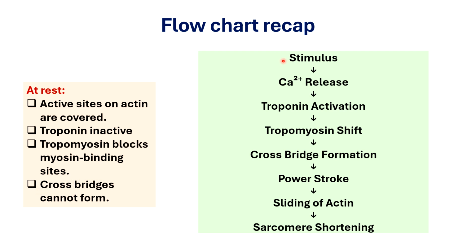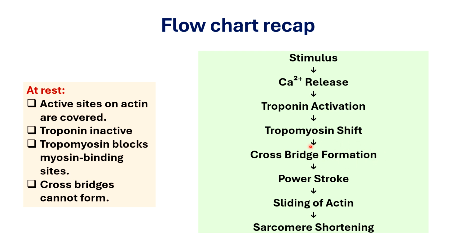Then what happens? Brain decides to work, so a stimulus comes. This stimulus causes the release of calcium 2 plus ions from the sarcoplasmic reticulum. Calcium 2 plus ions go and bind to the trimeric protein. What is it? Troponin. So it is activated. This binding of calcium to the troponin molecule shifts the tropomyosin molecule slightly. What happens now? Active sites present in the actin are now exposed. So actin can bind with the myosin molecule. Cross bridge formation takes place.